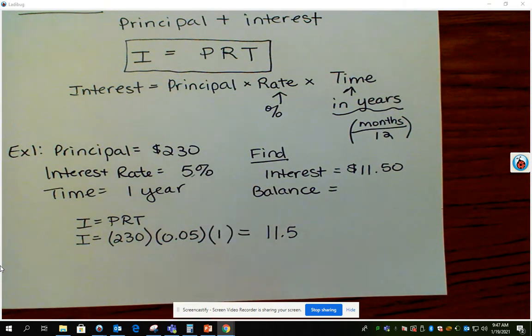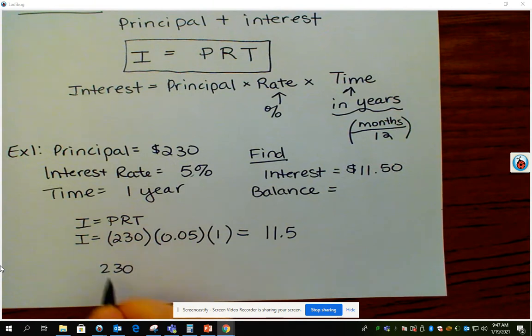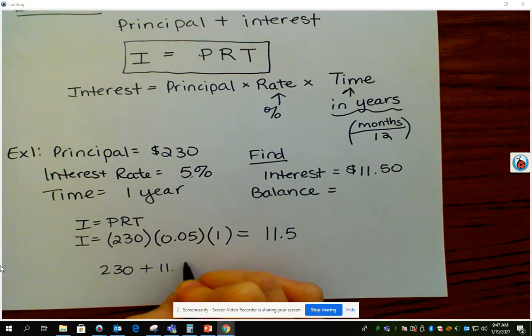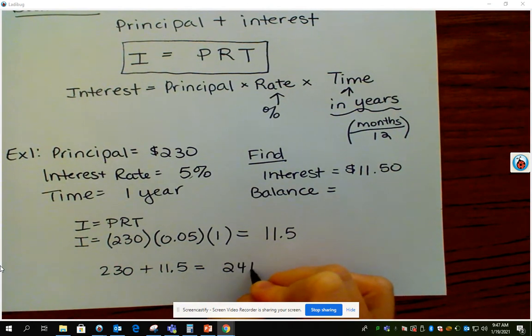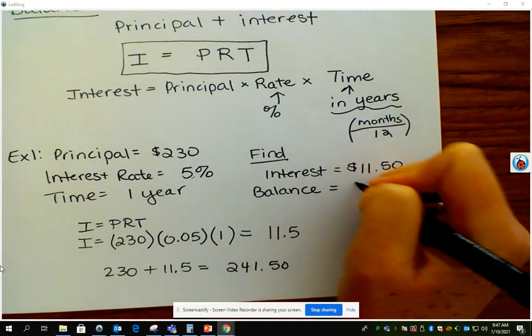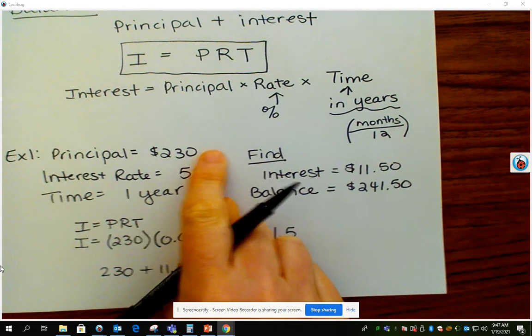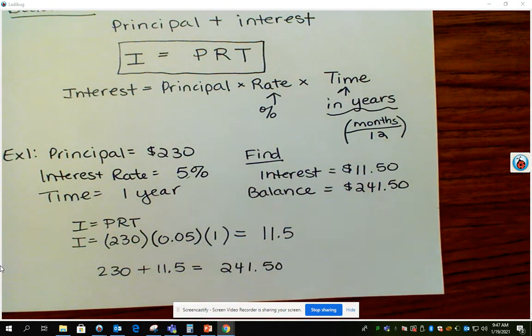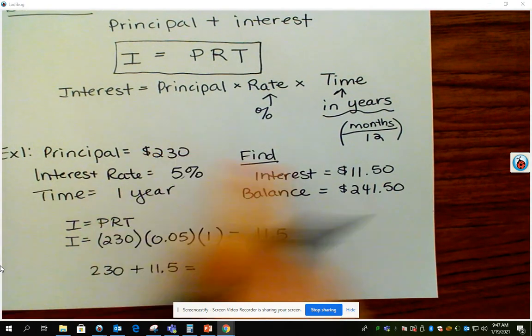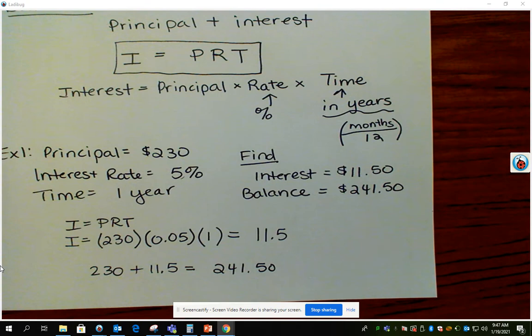So the balance will just be the principal, $230, plus the interest, $11.50, and that would be $241.50. So because I did not have the money up front, I'm going to pay a little more to borrow. This small loan is pretty cheap. When you get to borrowing bigger amounts, that's when they start to make a lot of money off of you. Alright, so let's try another example.